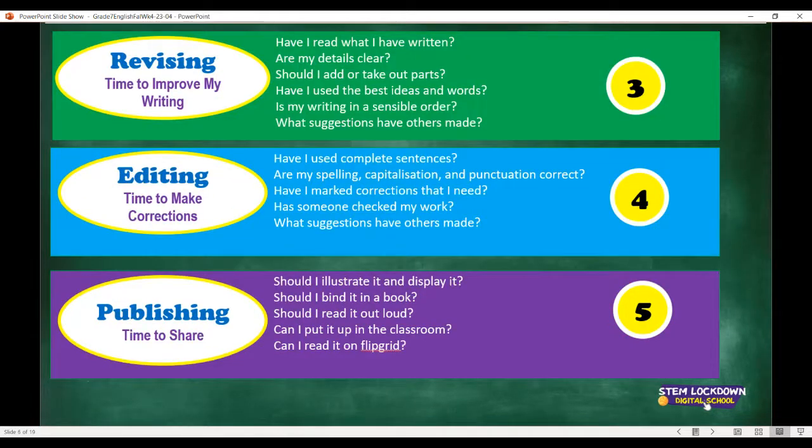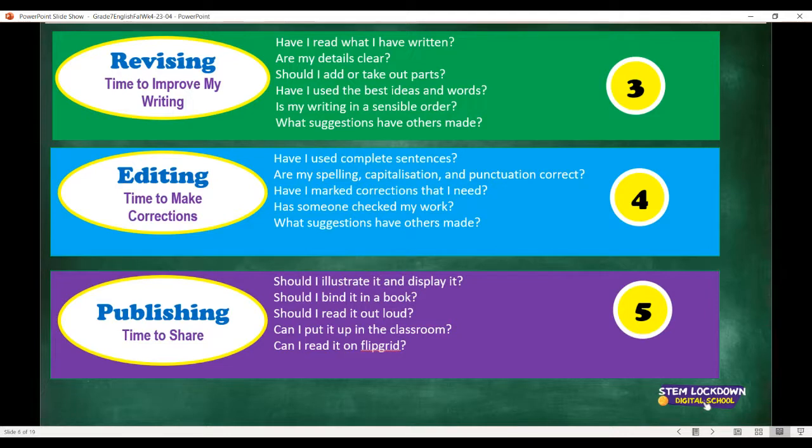Now, let's look at the third part, revising. This is when you want to improve your writing. So in other words, you've got your rough draft. You've just put your thoughts on paper. Now we've got to organize it, and we've got to make it clear. And we've got to decide what we're going to keep, what we're not going to keep, which ideas are relevant, which are not relevant. So these are a few questions you can ask yourself.